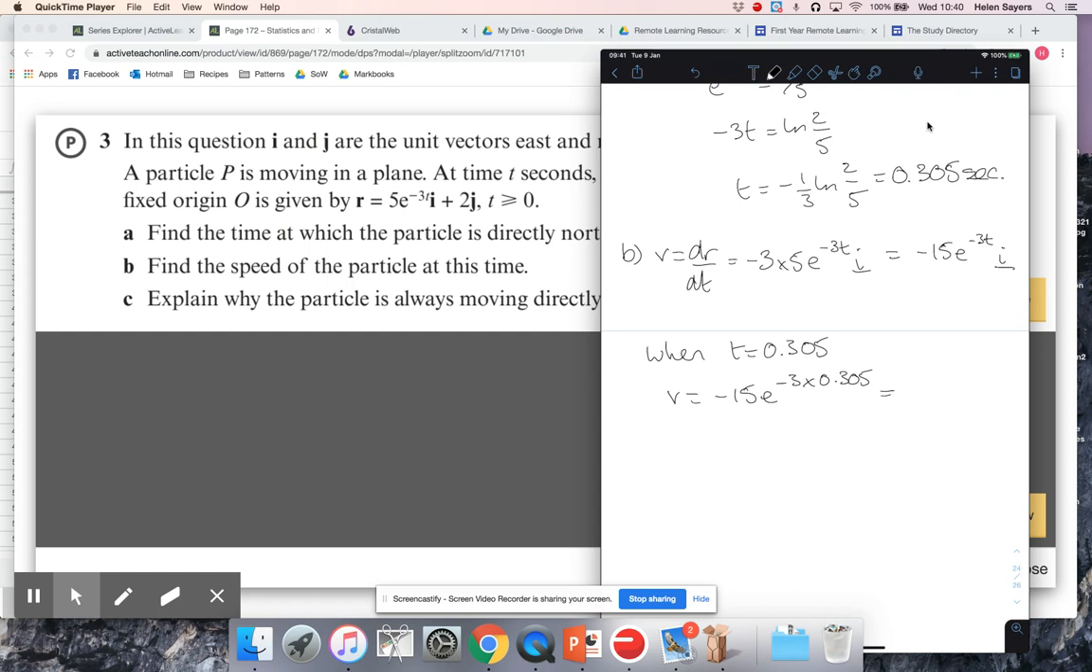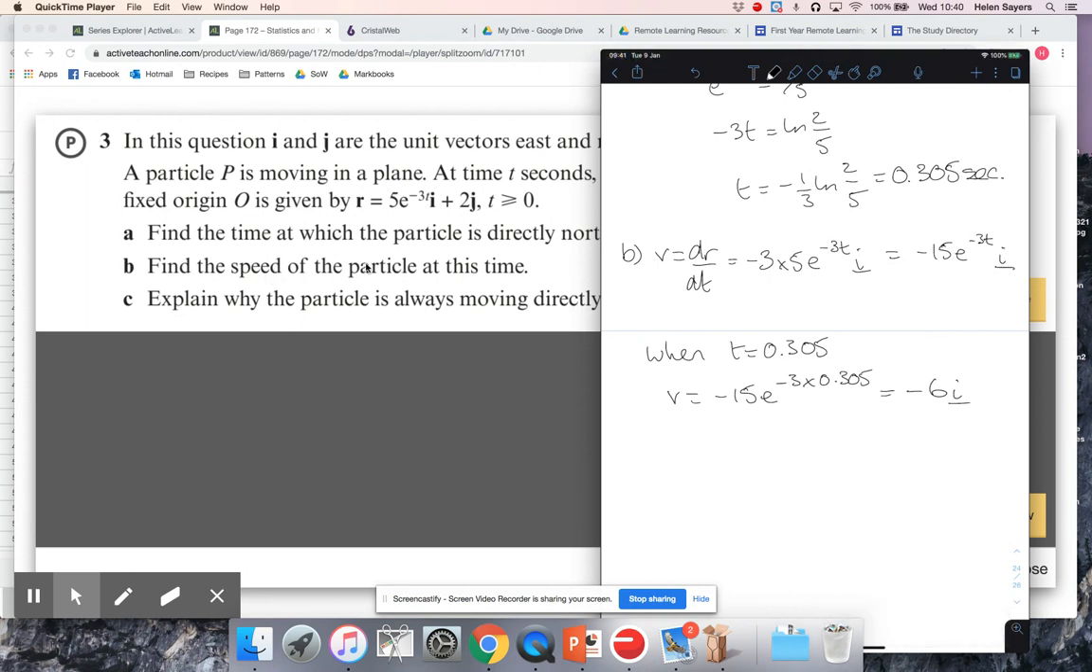If I've done that correctly, you should get minus 6. That's what I got when I used the exact answer for t, because I didn't clear my calculator. So if you use 0.305, you might get a slightly different answer. So that's the velocity vector. What's the relevance of them asking for speed?